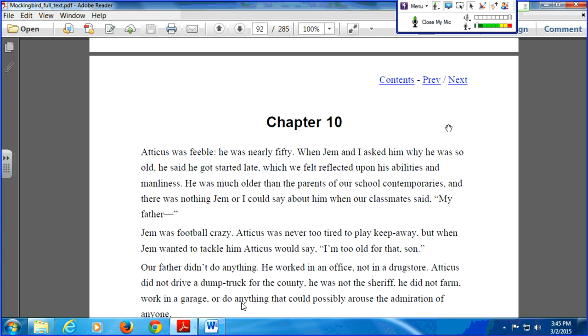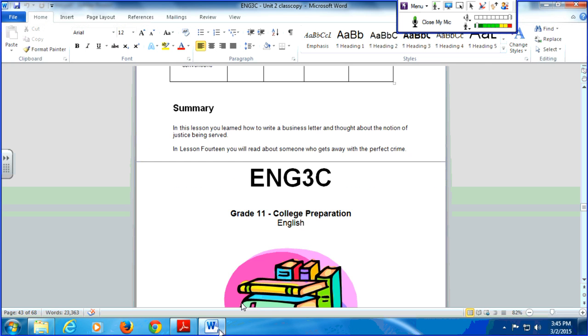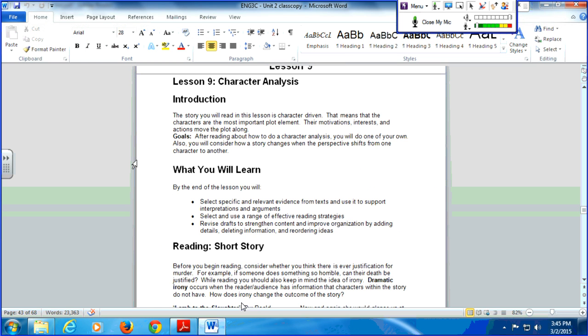We'll read that tomorrow. We're jumping back into our unit now, looking at lesson 9. This looks at a character analysis. The story you will read in this lesson is character-driven. That means that the characters are the most important plot elements, not the conflict or the setting. The characters themselves, their motivation, interests, and actions, move the plot along.